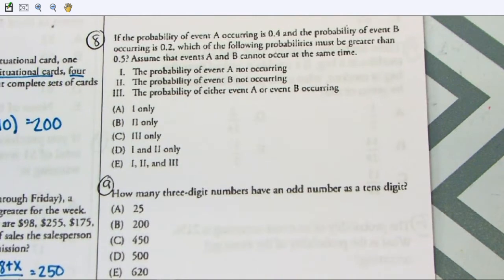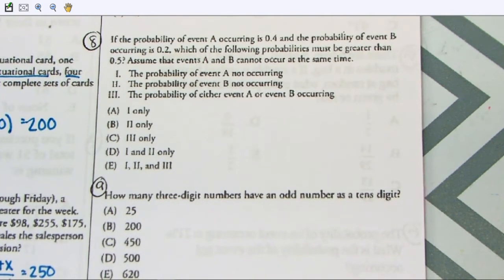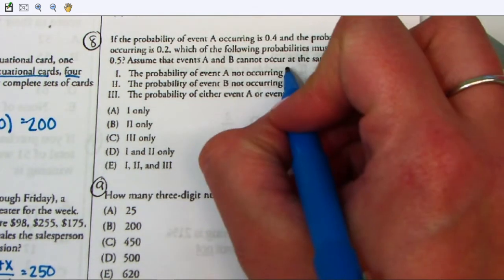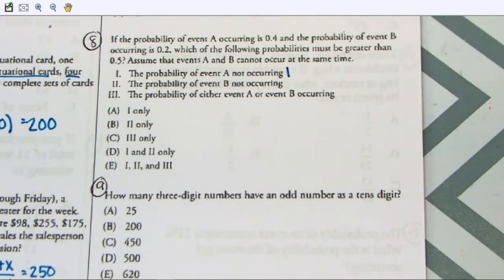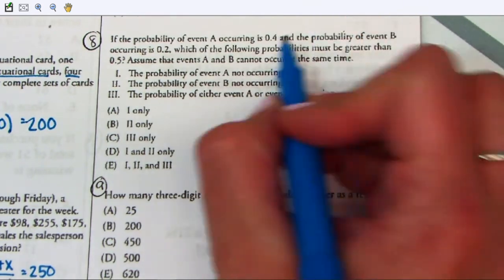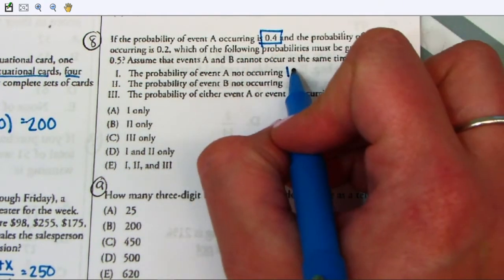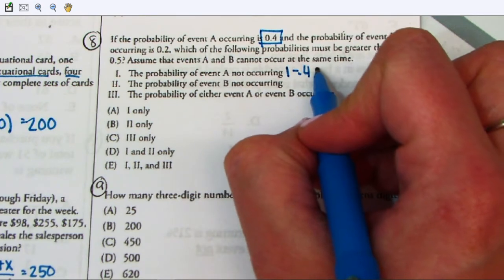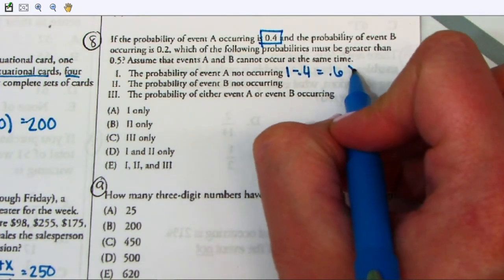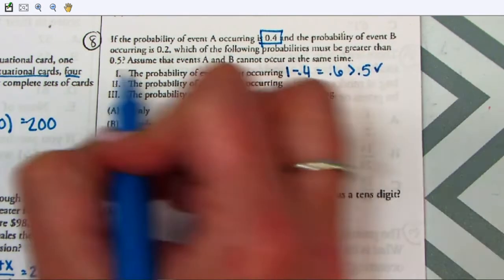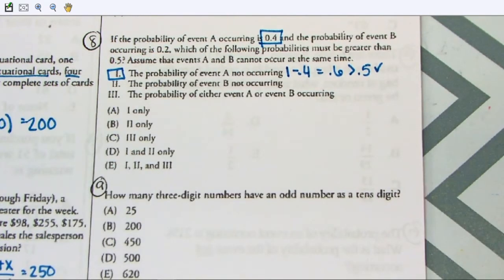Number 8, if the probability of event A occurring is 0.4 and the probability of event B occurring is 0.2, which of the following probabilities is greater than 0.5? Assume that A and B can't happen at the same time. So here's the thing about probability. It will always add up to 1. So if I want the probability of event A not happening, I would subtract that probability. So 1 minus 0.4 equals 0.6, and 0.6 is greater than 0.5. So option number 1 is true.